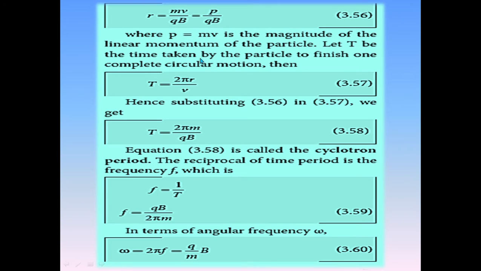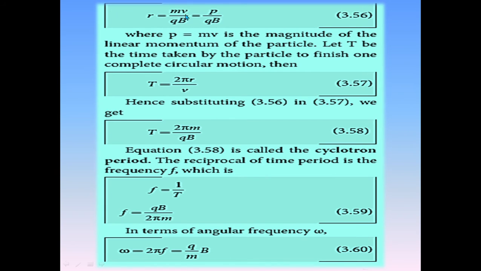Let T be the time taken by the particle to finish one complete circular motion. What is the formula for velocity? Velocity is equal to displacement by time taken. Rearranging, time is equal to displacement by velocity. Here the displacement is the circumference of the circle that the particle covers, which is 2 pi r. So T is equal to 2 pi r divided by velocity.